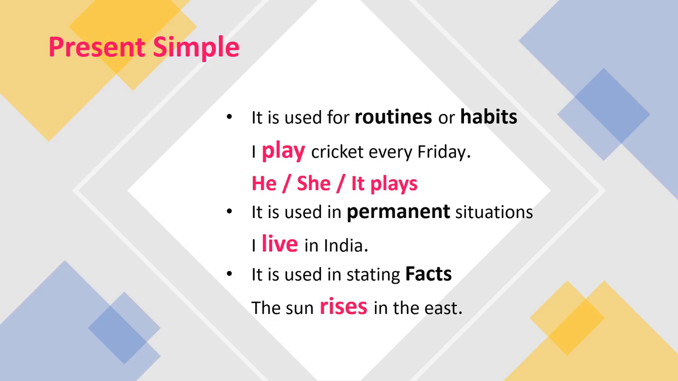Finally, it is used in stating facts. For example, the sun rises in the east. This is a fact. Or the sun sets in the west. So whenever we are using facts, we need to consider present simple tense. So here, present simple tense is used for routines or habits, permanent situations, and facts.